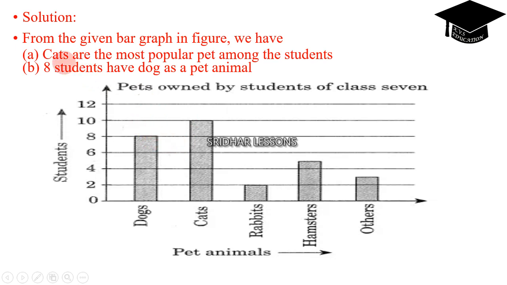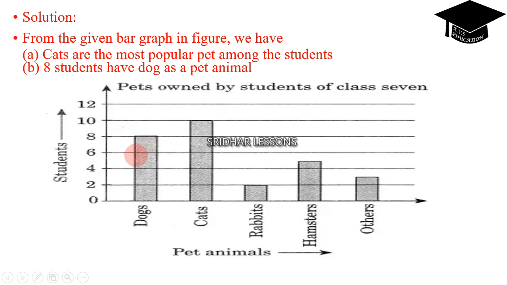For the first question, cats are the most popular pet among the students, because if you can see, 10 students, by observing this bar graph only, this bar is very long when compared with the remaining bars, having 10 units. And the second question, how many students have a dog as a pet animal? 8 students have a dog as their pet animal.